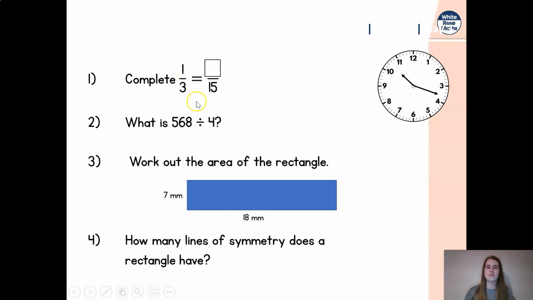So you need to think, well, how do I get from 3 to 15? Well, we multiply that by... Good. So we know that we're multiplying that by 5, therefore 1 times 5 is 5. Okay, so we're missing that 5 over there.